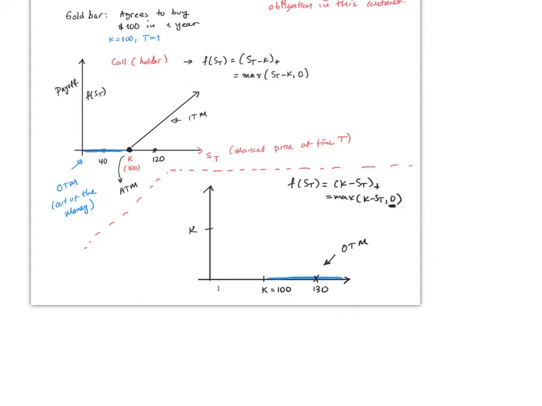But if the stock price or the gold bar price is less than 100, let's say it is 60, then you have the right to sell something that is worth $60 for 100. So therefore, the maximum you can make will be 100, assuming say the price of the gold bar goes to 0. Well, you have the right to sell it for 100, so you will make $100. So this will be in the money, and again, at exactly here, it will be at the money.